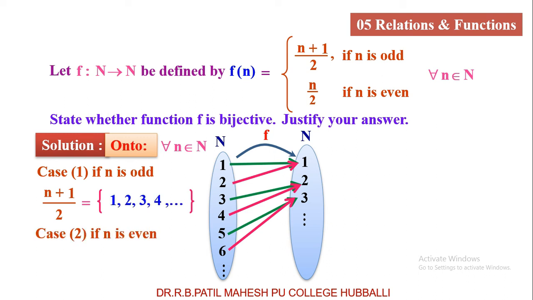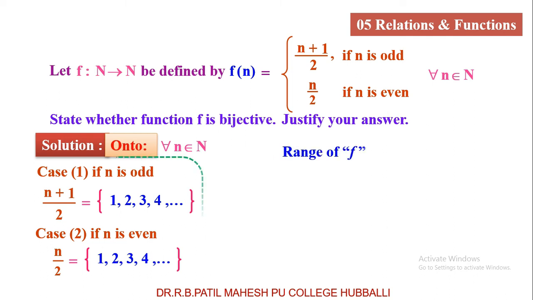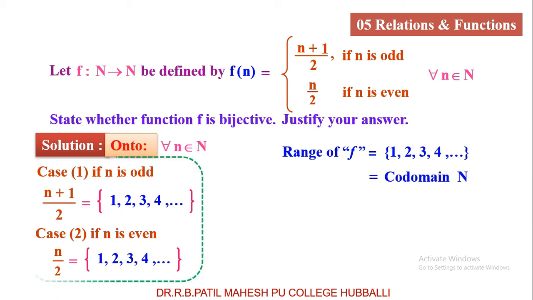Case 2, if n is even, that will be n by 2. So what are the numbers you will get? 1, 2, 3, 4. So for even numbers you get 1, 2, 3, 4, and for odd numbers also you get 1, 2, 3, 4. Totally for natural numbers you will get natural numbers only. So the range of f is 1, 2, 3, 4, and the codomain is also 1, 2, 3, 4, that is natural numbers. Therefore this function is an onto function. So I discussed this is not one-one, but this is onto.